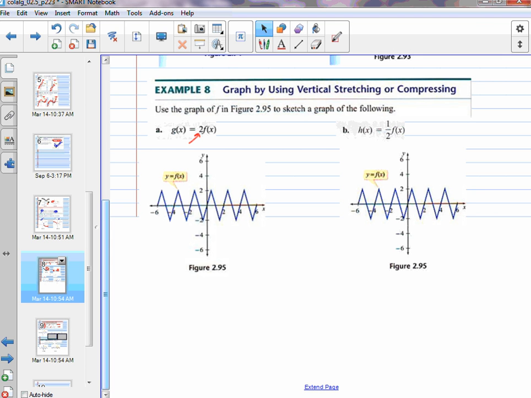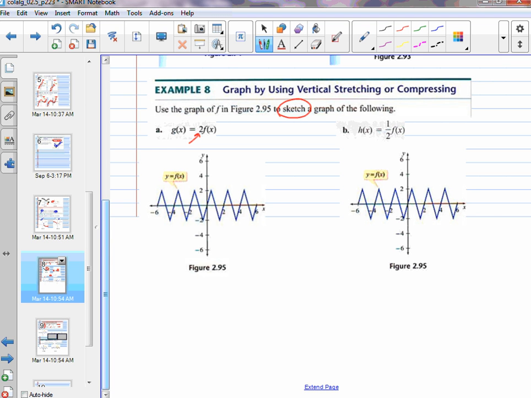Tell me what I've done to that original function. There's so many things to do. You brought it up. Look where the 2 is. I've multiplied 2 times the function. I have stretched it vertically, twice as tall.